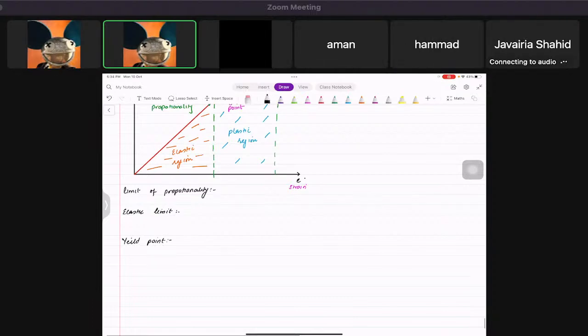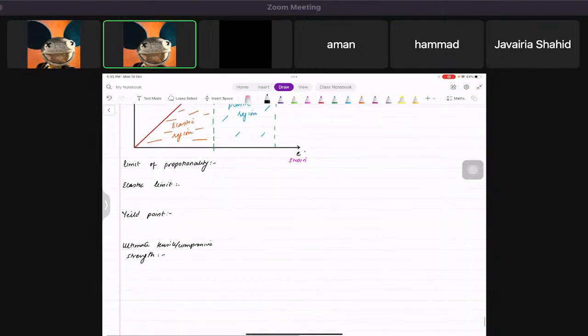And then we're going to look at ultimate tensile or compressive, whatever it is, right? Strength. So tensile means that it is in tension, compressive means it is in compression. But that's basically, we're talking about the same point. And then we're going to talk about the breaking point.